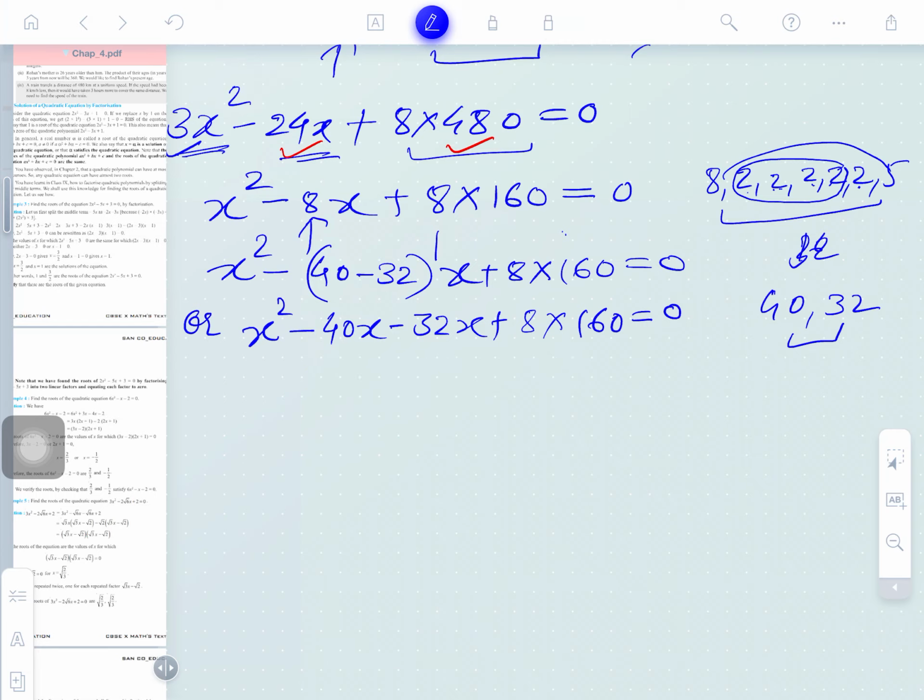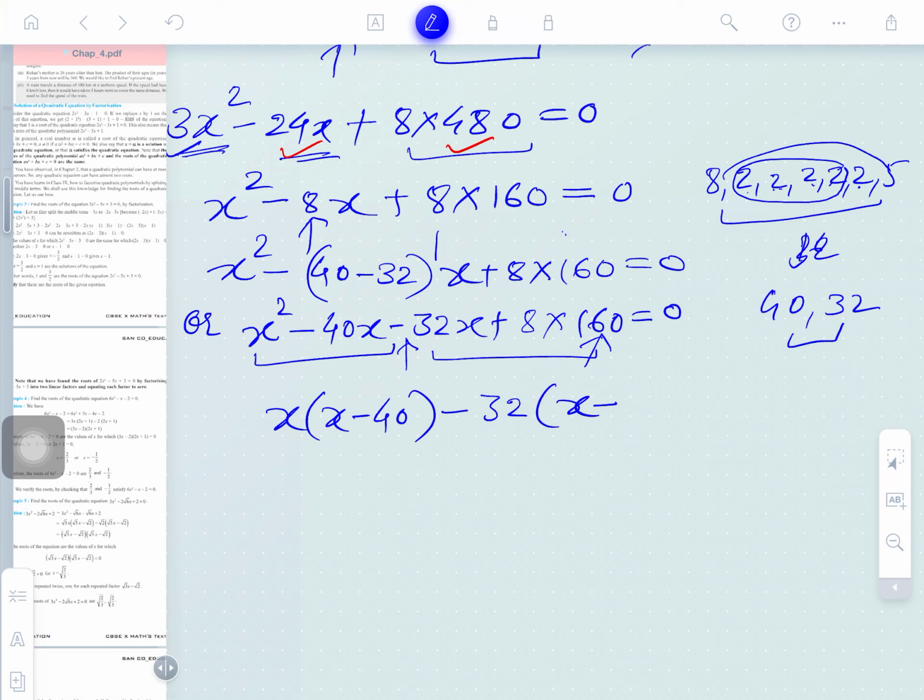So what can we do here? Take these 2 terms and these 2 terms. What is common in the first two? x is common, so x into x minus 40. And from the next two, minus 32 is common, and as minus is taken common, the sign changes.